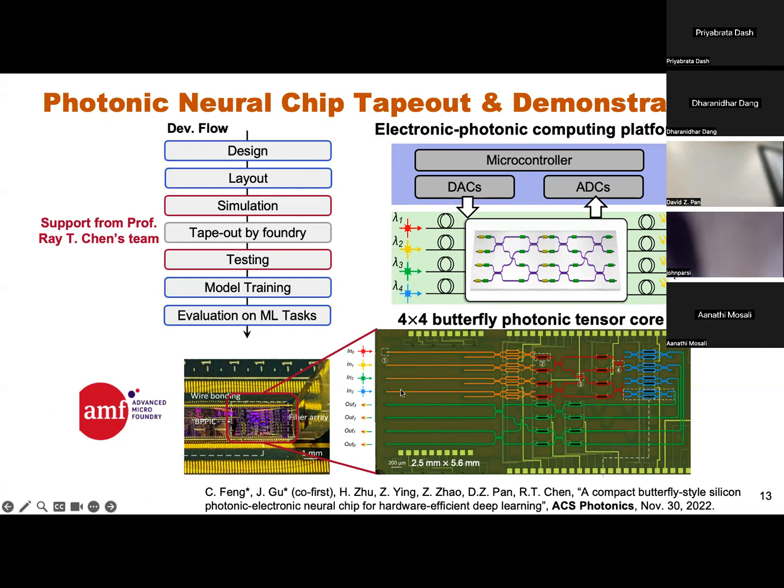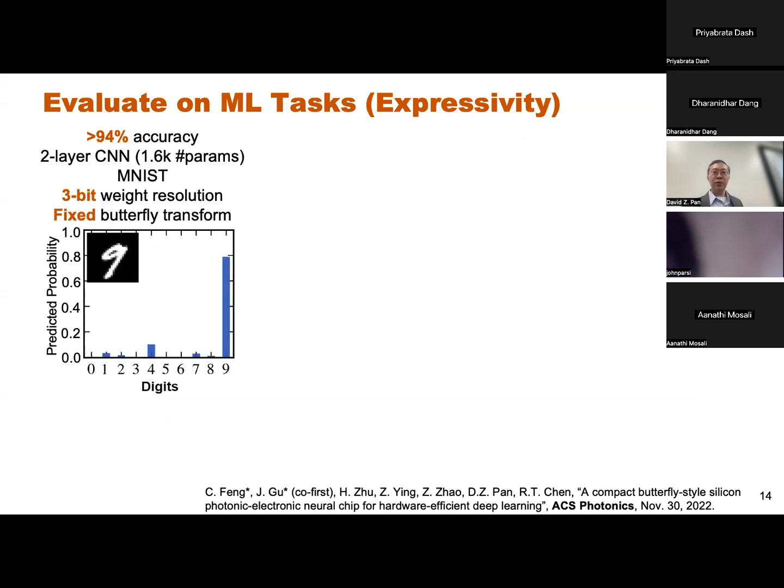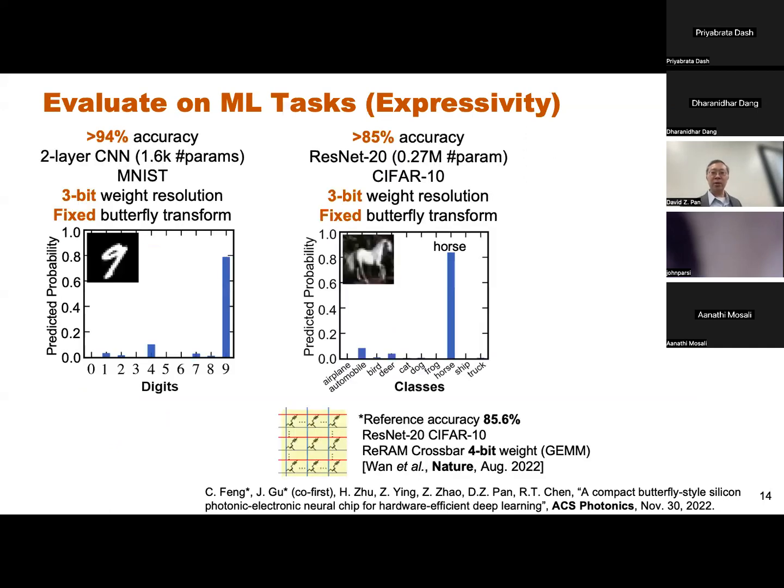We design it, we tape it out, and we evaluate on real machine learning tasks. But the cycle is quite long. We published the paper at ACS Photonics, which is one of those. Last year, we taped out this chip, and we then use it to evaluate several machine learning tasks.